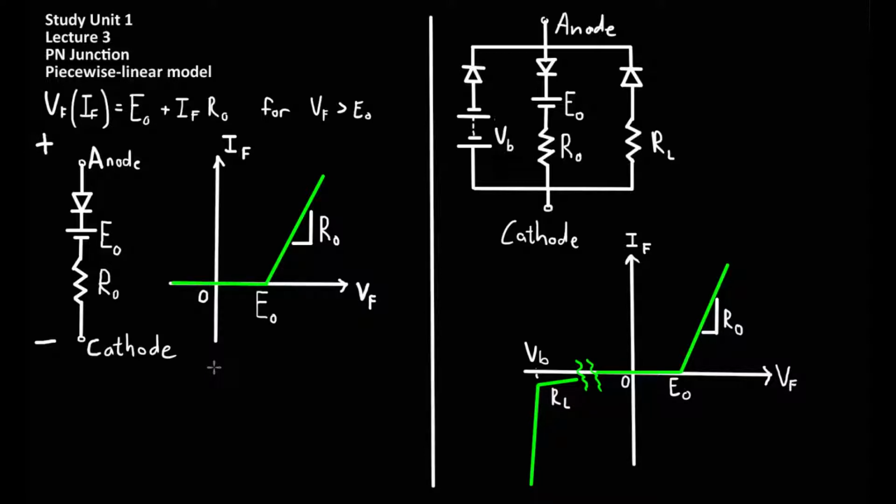For this reason, the piecewise linear model is often used to model the diode behavior, which makes it easier to design with the diode. The piecewise linear model attempts to model the exponential behavior of the diode using a simple linear model which is easy to work with. To build a piecewise linear model, the diode is modeled as an ideal diode, some built-in potential E0, as well as some finite resistance R0.